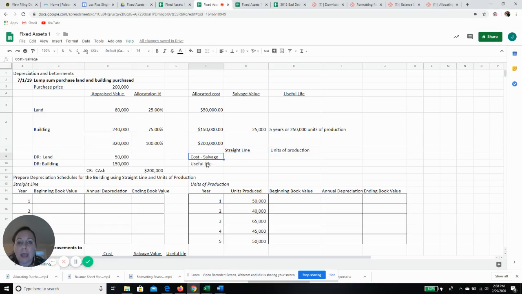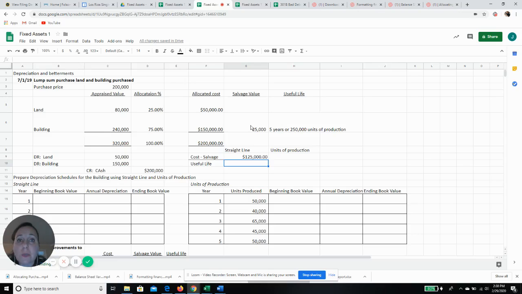So straight line, the formula is the same either way. It's cost minus salvage value divided by useful life. So I'm going to start with cost minus salvage value. That's going to be the cost of our building of $150,000 minus our salvage value, which I have here, of $25,000. Remember, the salvage value is what we think the building will be worth when we are done with it. So the total amount I want to depreciate is $125,000. We'll depreciate $125,000 over the useful life.